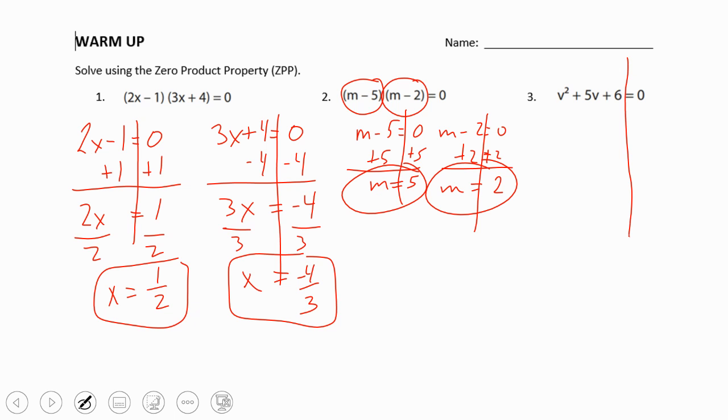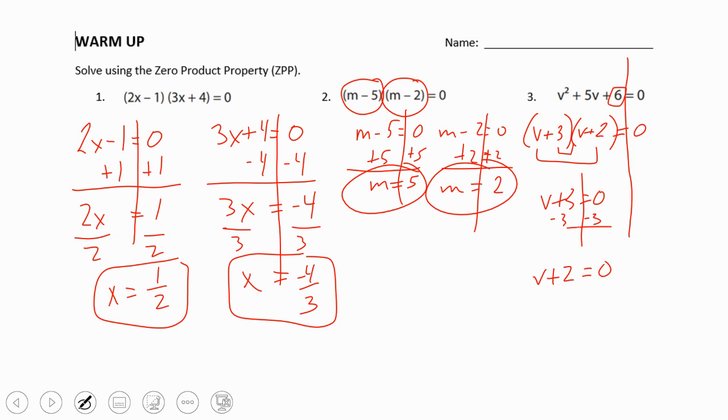This one, everything's set equal to 0, but I need to factor. So I'm going to factor using guess and check. Two factors that multiply to give me 6. I'm going to try 3 and 2. And I need to come up with 5, which I can if these are both positive. So I have my two factors.